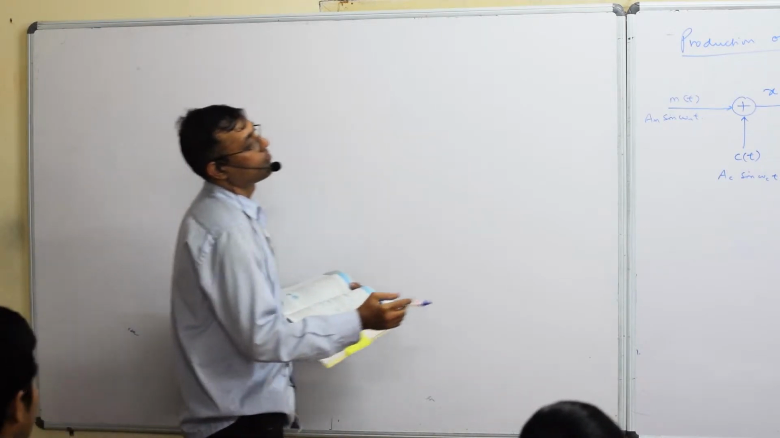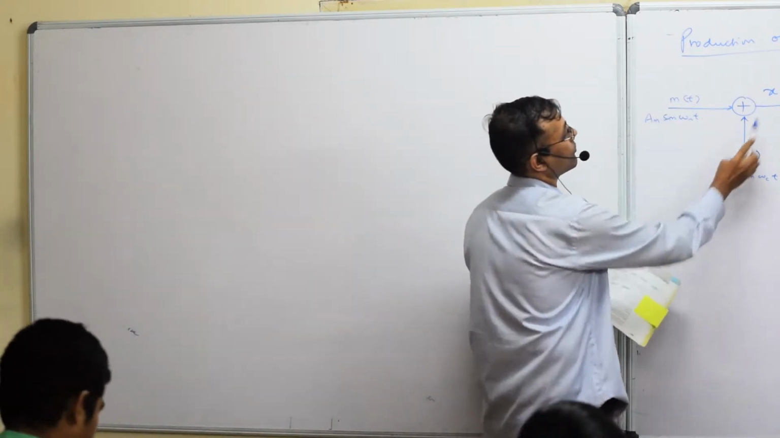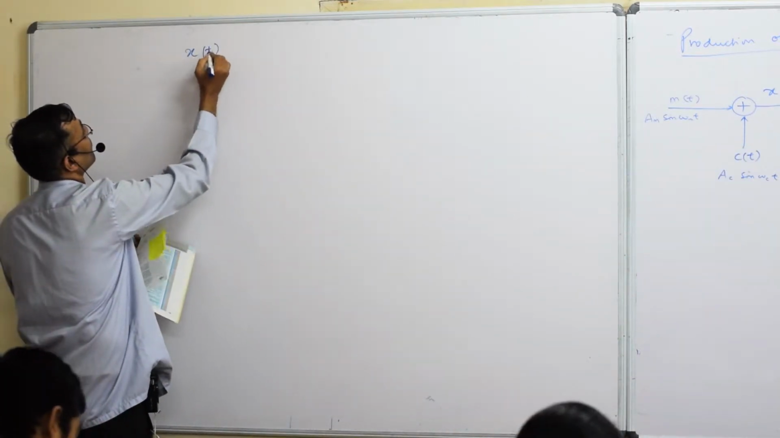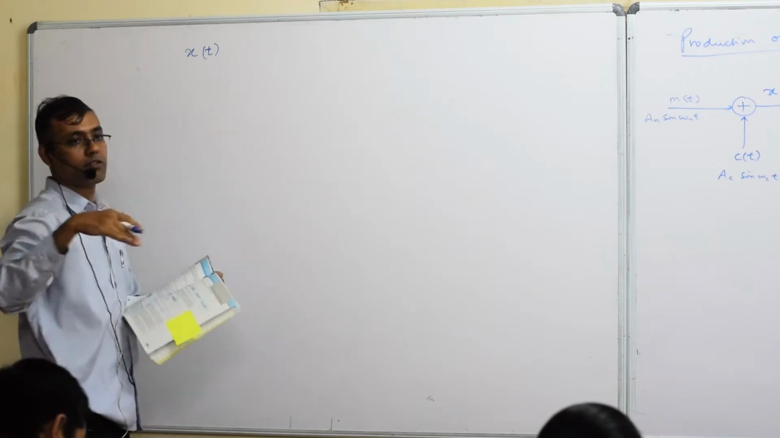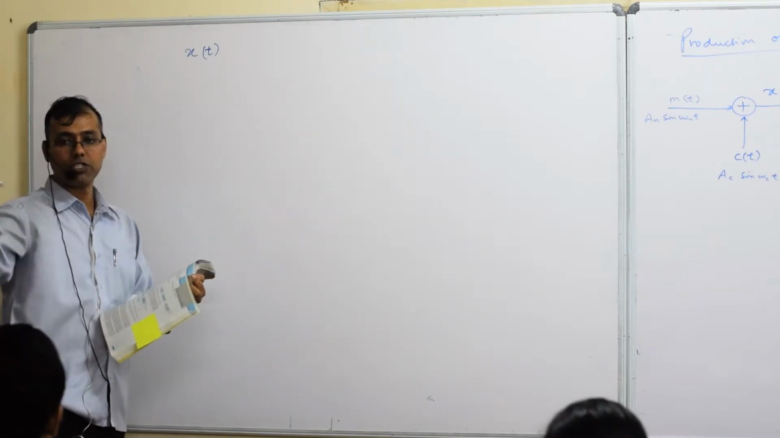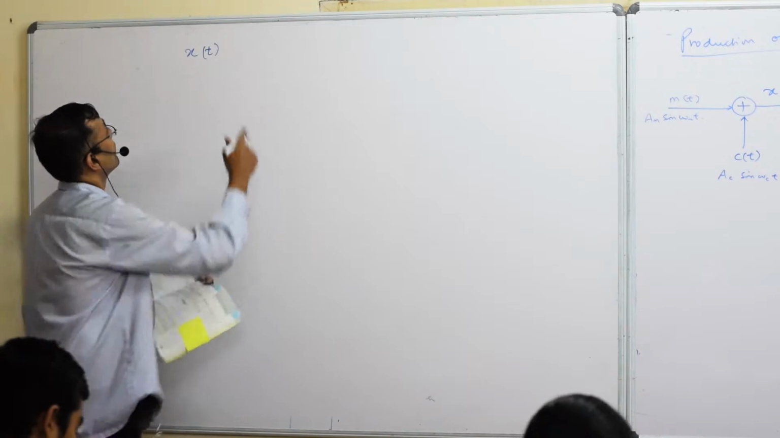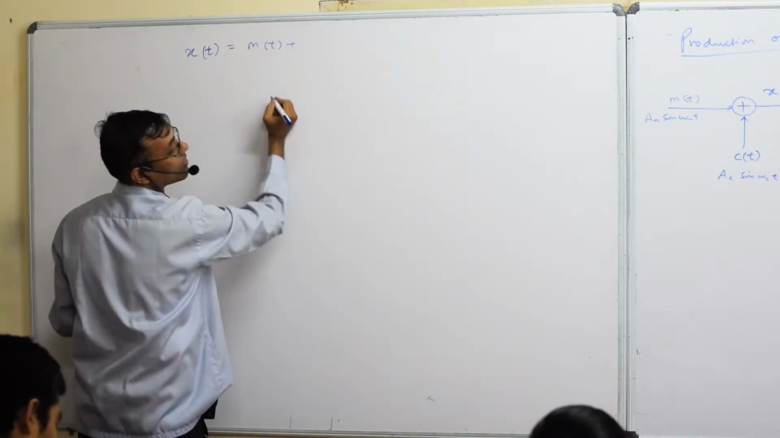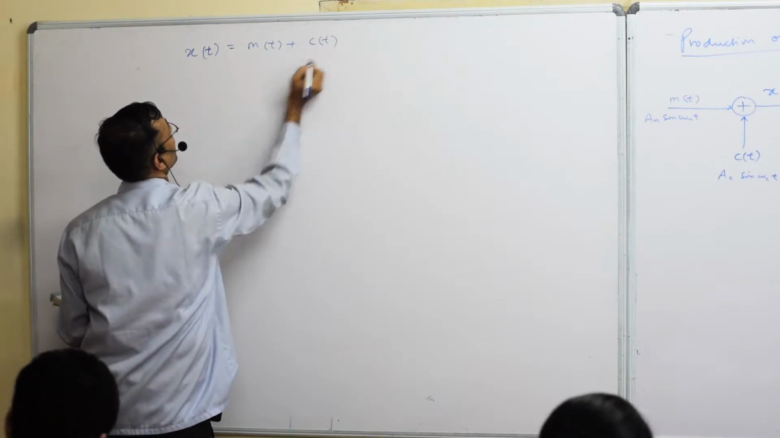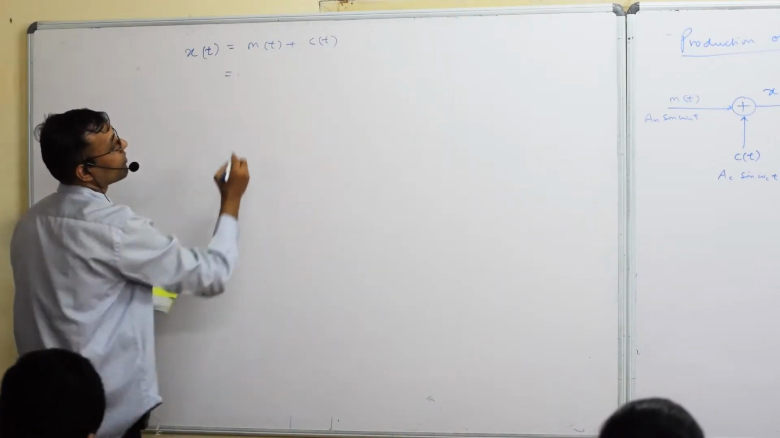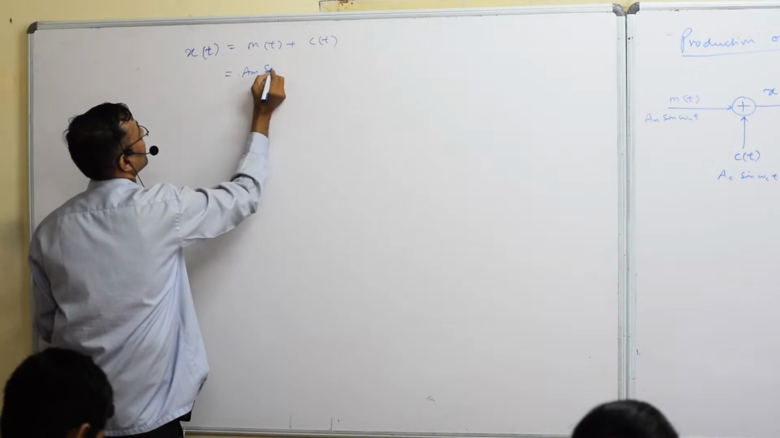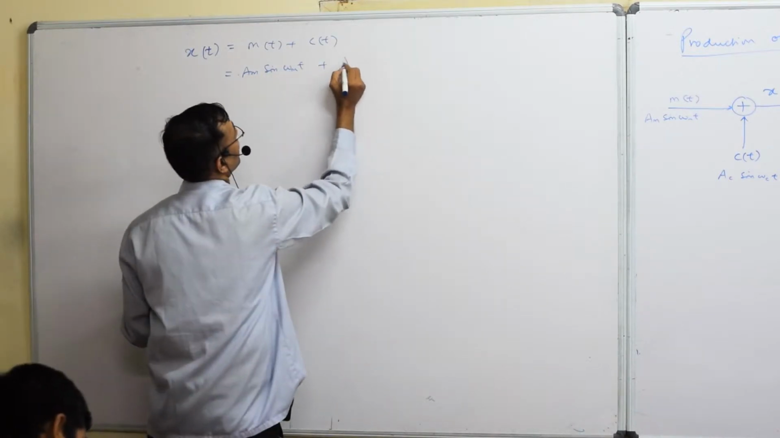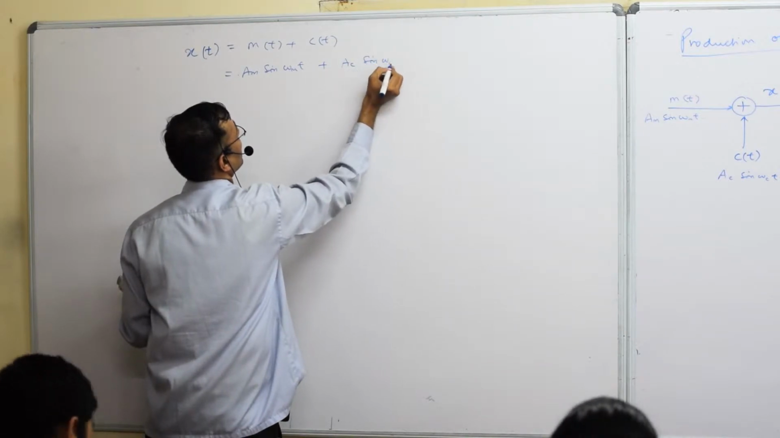The plus symbol represents that I am adding this and this to get x of t. X of t means it's a function of time, meaning as the time goes on, the function will also change, the value will also change. So x of t is equal to m of t plus c of t. M of t is Am sin omega m t plus Ac sin omega c into t.